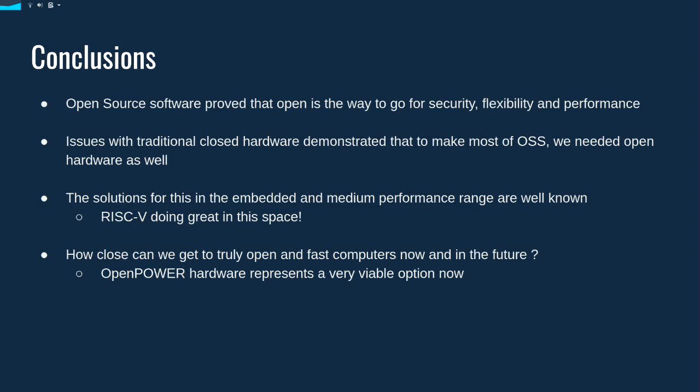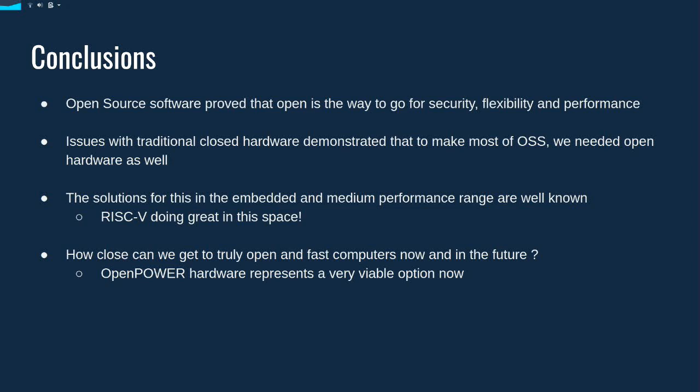So trying to draw a few conclusions together from all this. I think open source software proved to us that open is the way to go for security, for flexibility, and indeed for performance. The issues we saw in 2017 in particular demonstrated that to make the most out of open source software, we really need to have open hardware as well, or we don't know what we're running on top of. Shout out to our friends on the RISC-V project.